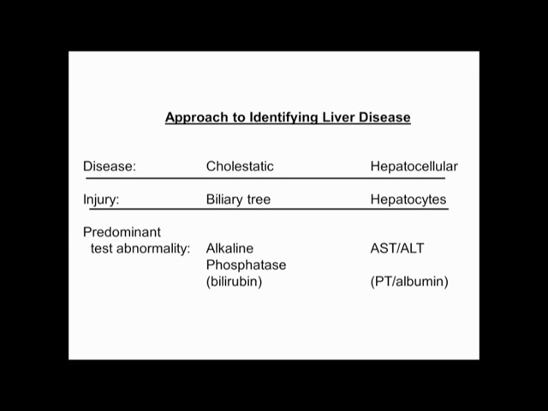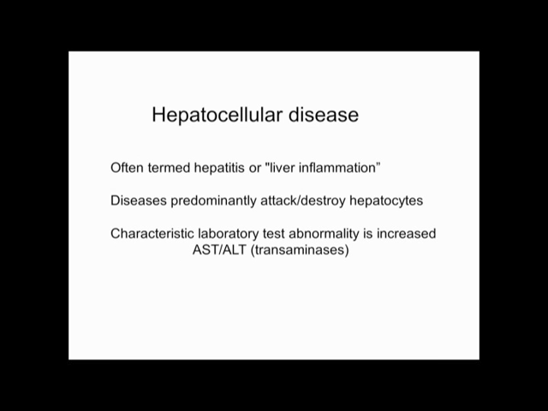So we've talked about how to identify which category so you can limit the number of diagnoses you have to think about. Cholestatic, the problem is bile flow of the biliary tree, and alkaline phosphatase is the main indicator. Hepatocellular is the release of these enzymes. And some of these other things can be useful in terms of saying how badly has the liver function been impaired. So hepatocellular diseases, often the term that's used is hepatitis. We have to define for our patients that that's really a non-specific term. It means liver inflammation.